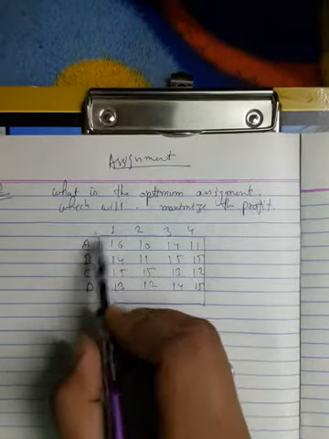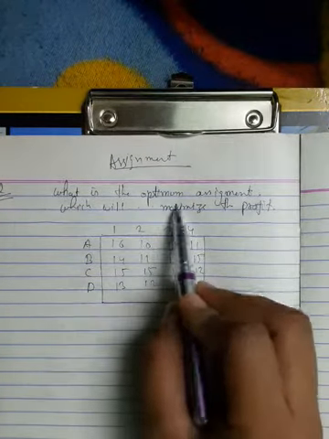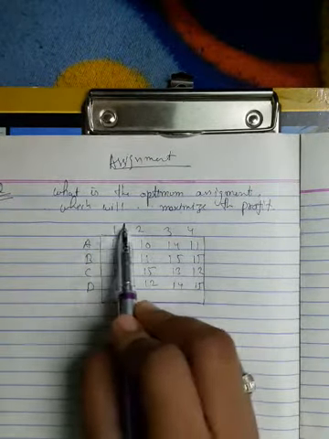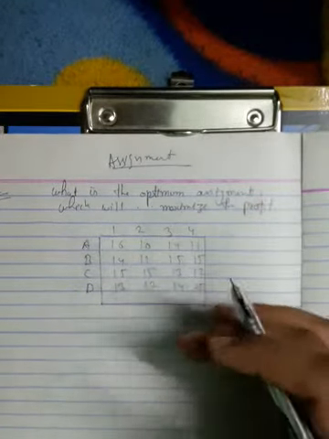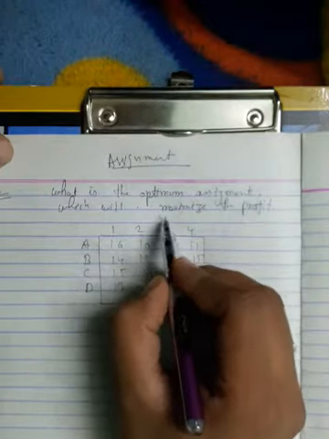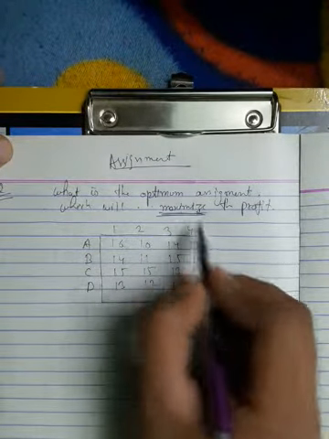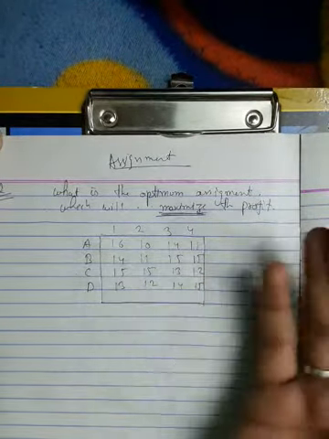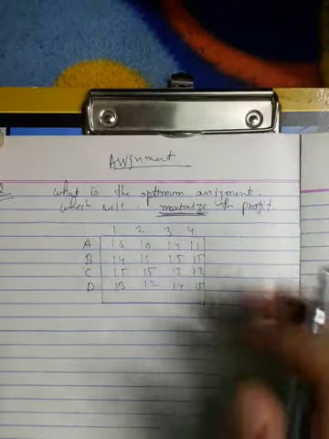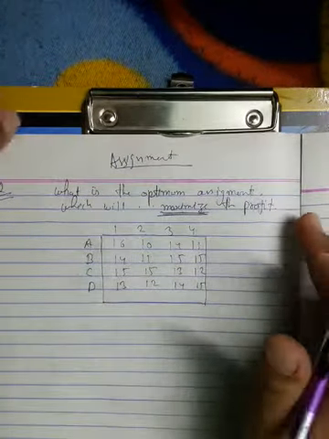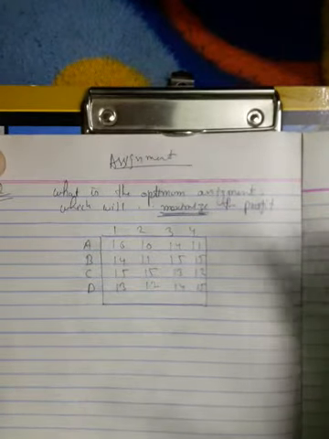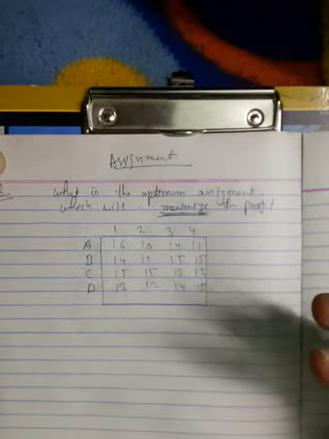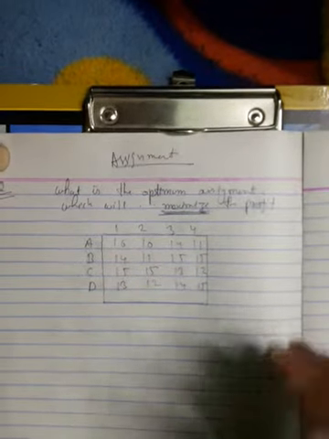Now the question is asking: what is the optimum assignment which will maximize the profit? This is a very new thing. Here you have to maximize the profit. In the previous videos I uploaded, the problems were for minimization, and assignment always deals with minimization. Here it is a new thing, so how do you solve this? Let's go with that.